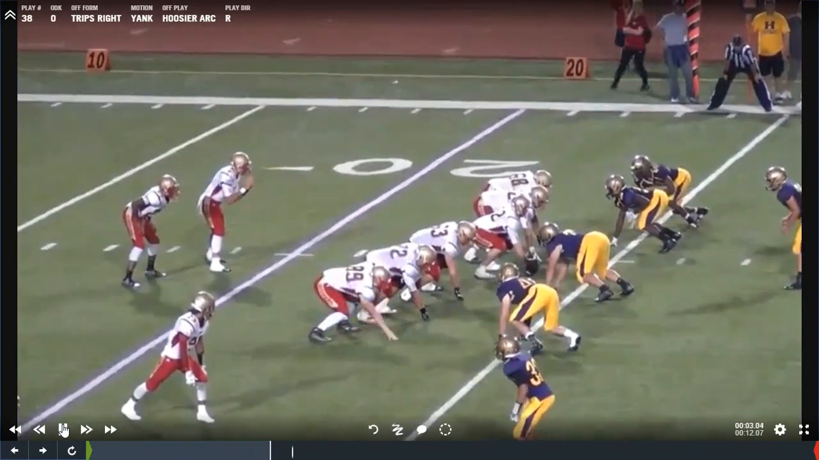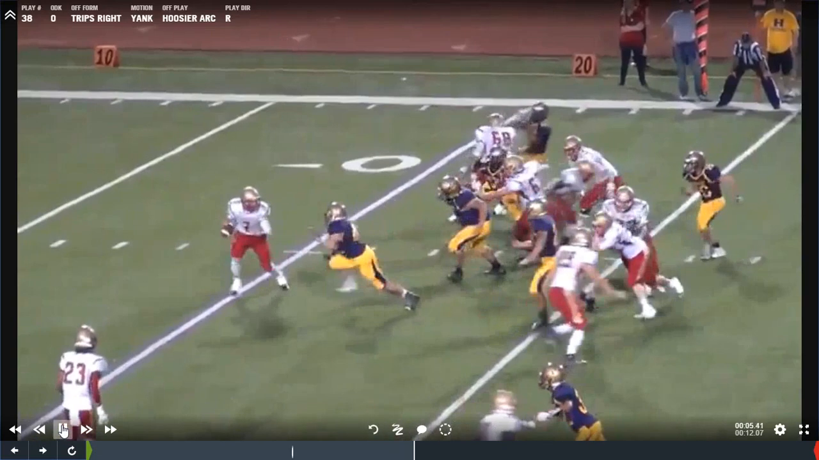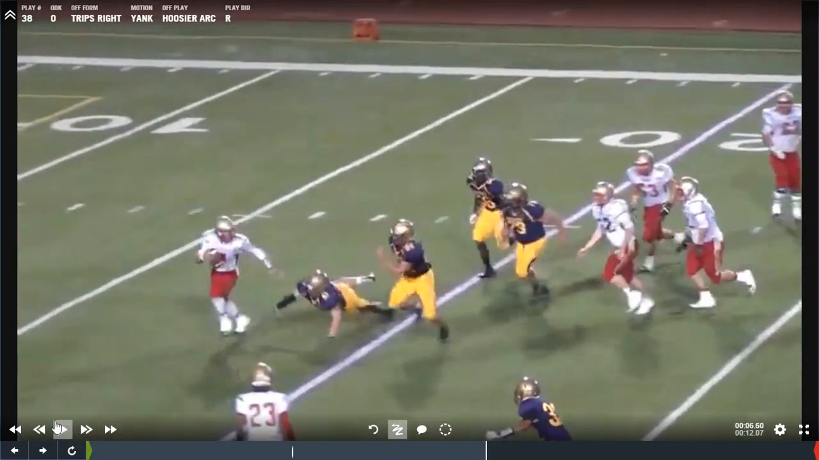We are going inside zone to the left. We are arcing the tight end. Tight end should be coming out here looking for work. Bad read by the quarterback. If in doubt, give it out.